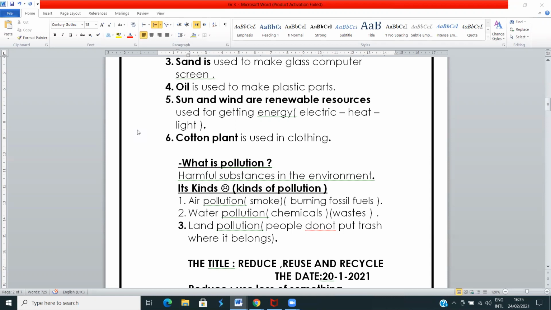Muaz Ahmed. Muaz Ahmed Shaban. Muaz? Yes. What is pollution, Muaz? Pollution is a harmful substance in the environment. Thanks a lot. Thanks.